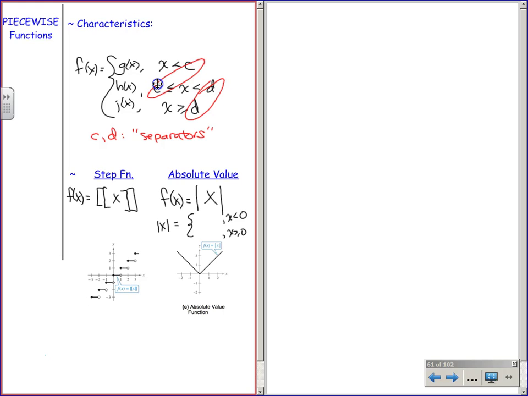I have to talk about this guy specifically. I call them separators because if you were to think of a number line, more specifically an x-axis, these are the guys that are splitting up or separating the different branches in the domain. On one side of C, one branch, G, is occurring. In between C and D, another branch is occurring. And on this side of D, another branch is occurring.